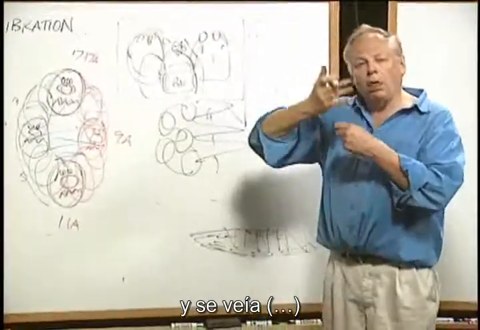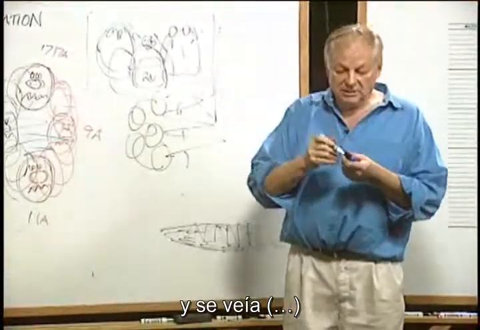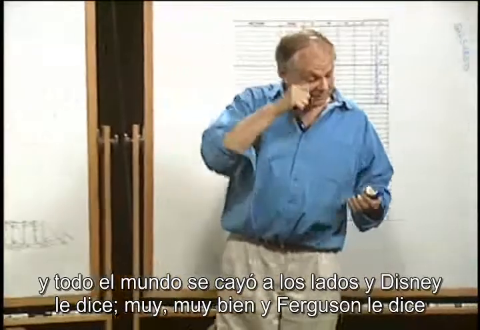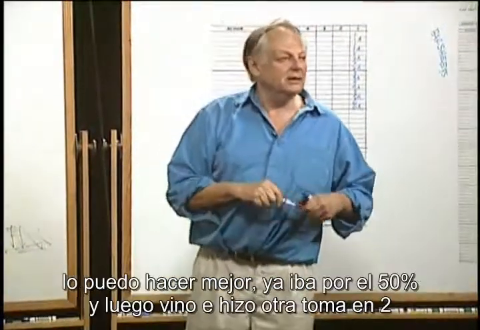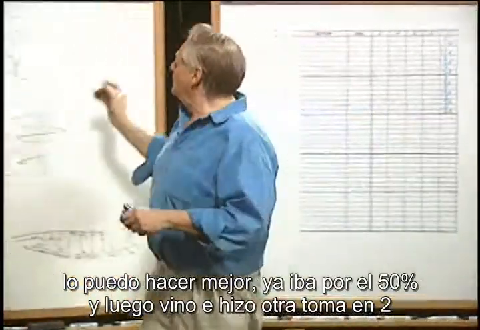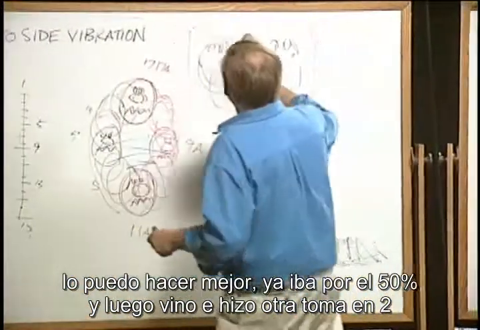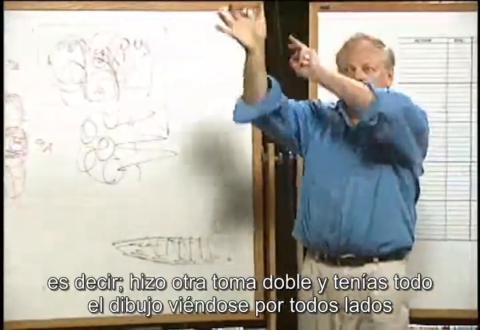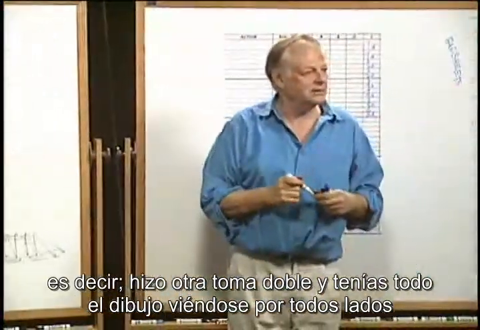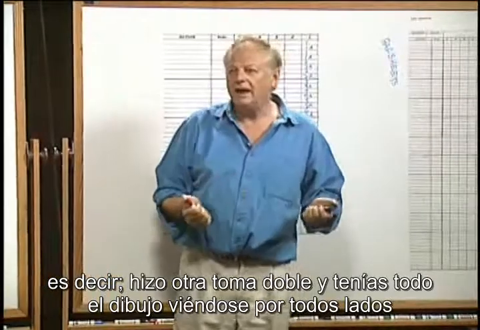He was drunk, and the dog went wobble, wobble, wobble, and he had one of these things, interleaving, so it was quite subtle, and everybody fell around, and Disney said, "Great, great, great," and Ferguson apparently jumped up and said, "I can do better, I can do better." So he did that at 50%, and then he ran another set of 2 on top of that, so he had the whole screen going like crazy. So you can do that.